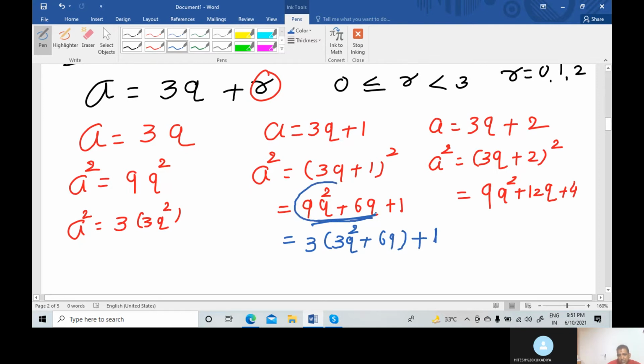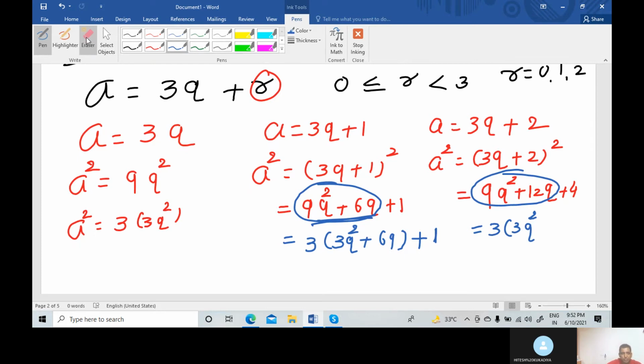Common this 3 is only in the first two terms. Again, in the first two terms 3 is common, so 3q square. Otherwise, you can split also.